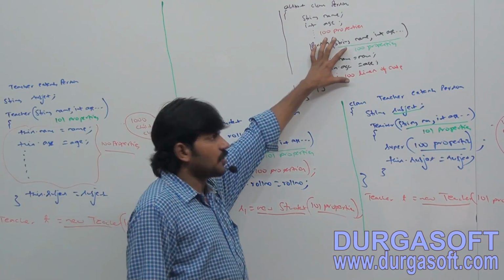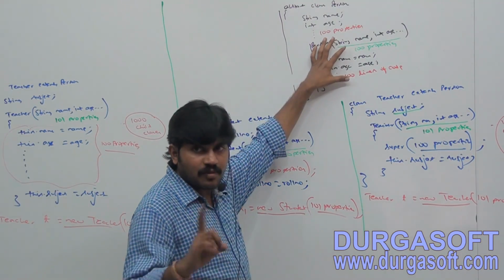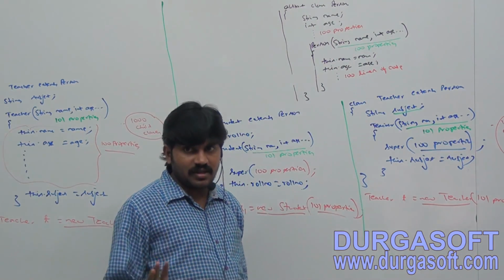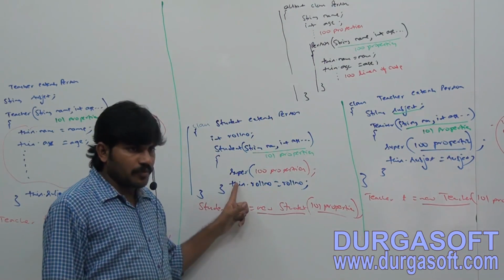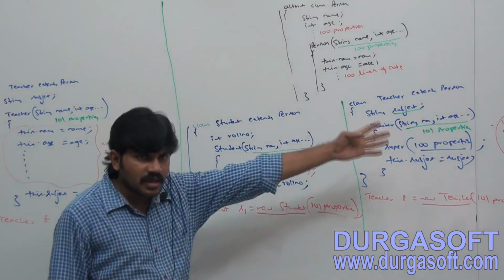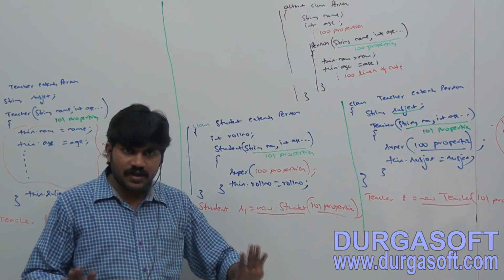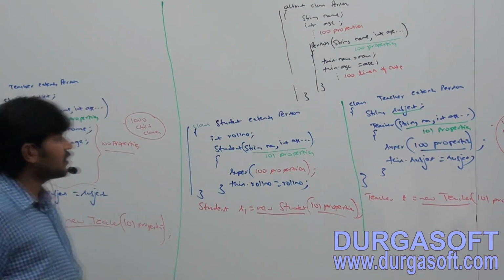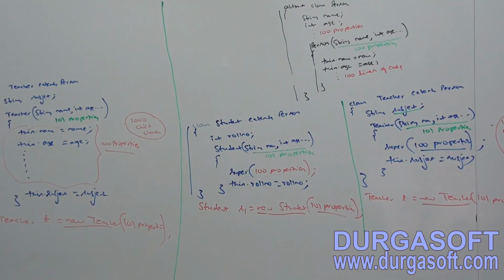Suppose this constructor is not there, then the programmer's life is very horrible, because here 101 properties, there 101 properties, and so on. Is it clear for all of you? Okay, do you want to take this example, required or not required? Can I go for the next one?